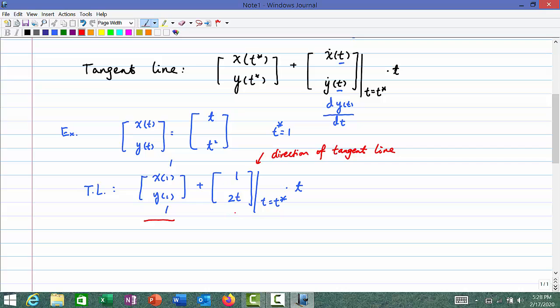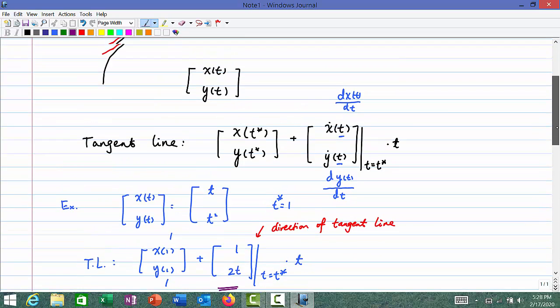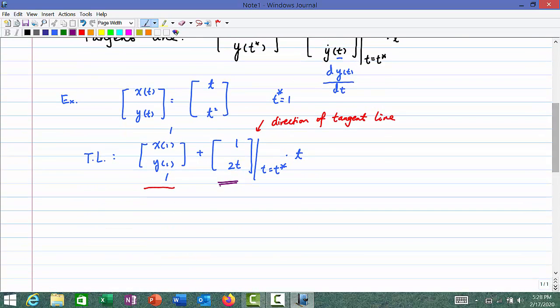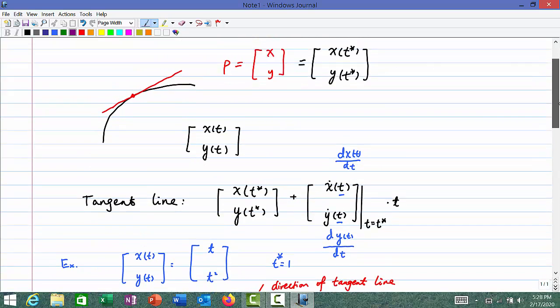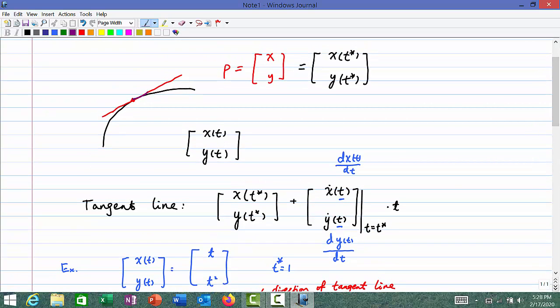Okay, the second one tries to calculate the second term, this one without a t. As the second one, this just calculates the direction. This is x dot t, y dot t, evaluated at t equals t*.